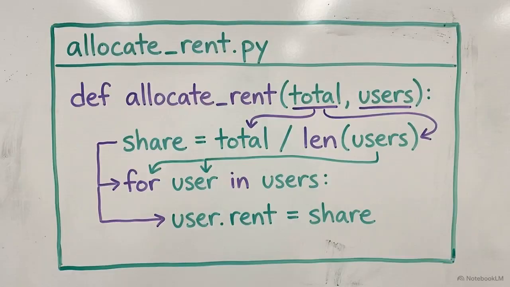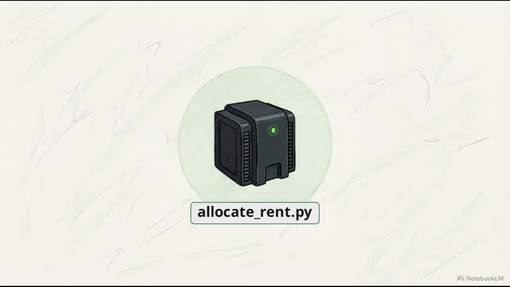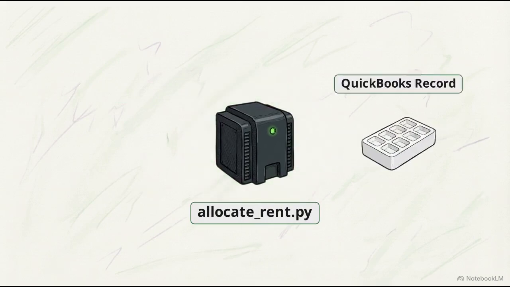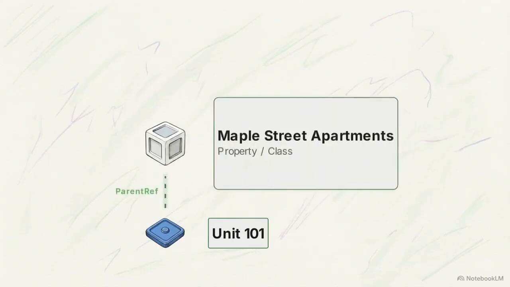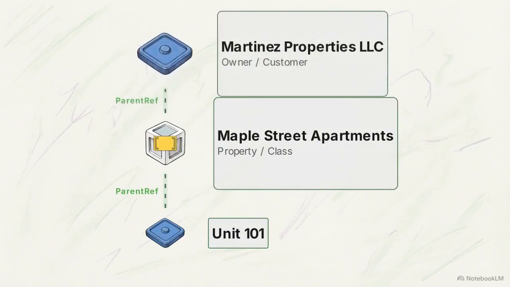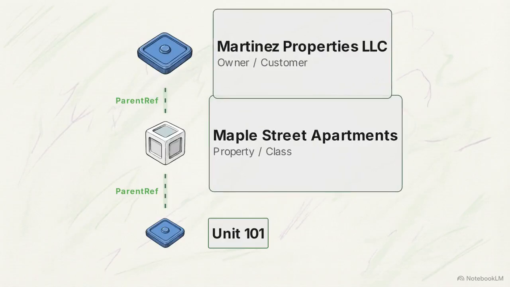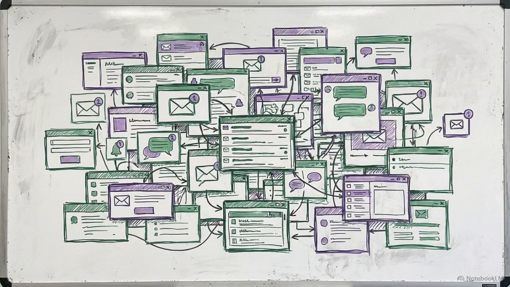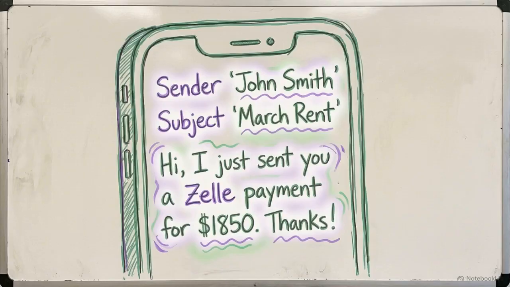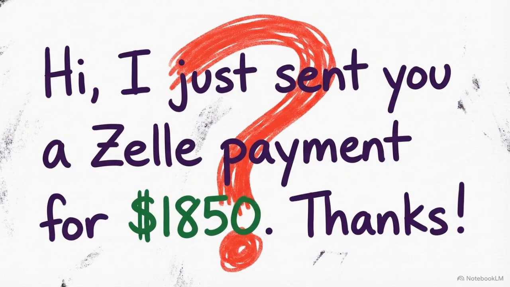With the connection established, we can introduce the Python script allocaterent.py. This acts as our new automated processor for all incoming payments. The code uses a specific unit ID to query QuickBooks. It automatically traces the parent references up the chain, identifying the exact property and owner tied to my unit. We still face an unstructured data problem. Tenants often send digital payments accompanied by an informal text or email, like this one, containing no structured form data for a computer to read.